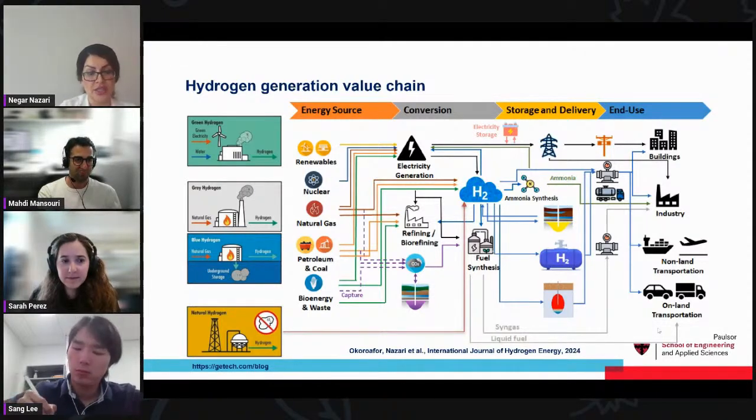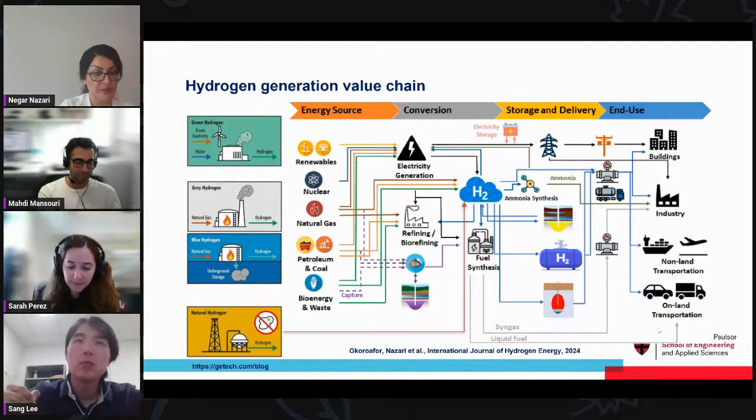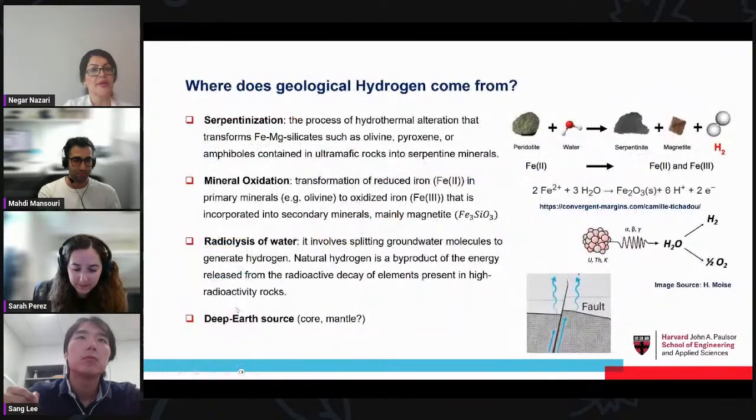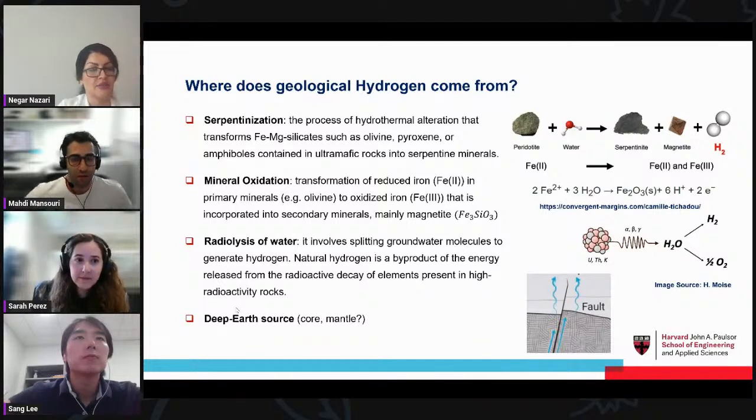Considering all of these limitations, one of the promising resources that has come into play in recent years is natural hydrogen. But where does natural or geological hydrogen come from? It can be produced from 4 different sources. Sometimes people mix the first 2 and call it serpentinization under one category. The first one, the most important one and the main process, is called serpentinization.